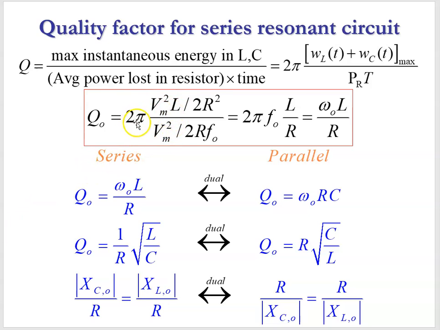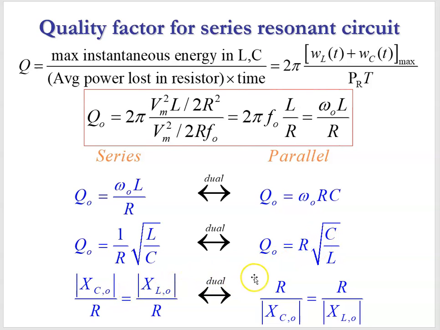So when we go ahead and do that, we also have to multiply by 2 pi to get it in radians, so we get 2 pi F naught L over R, or omega naught L over R, which is the dual of omega naught RC, right? For our parallel, we found omega naught RC, so we have the dual of that. So if we remember one, we can get to the other. And again, we can also state our quality factor as 1 over R square root of L over C, again the dual of this form of the quality factor.